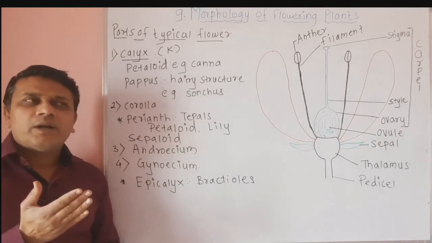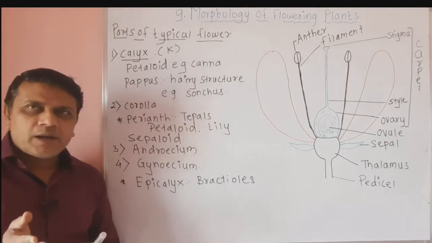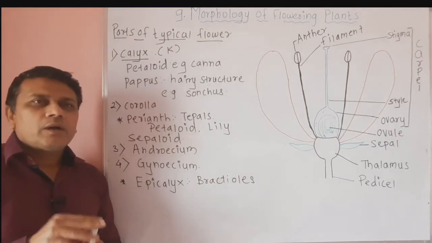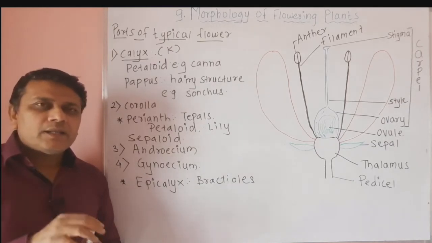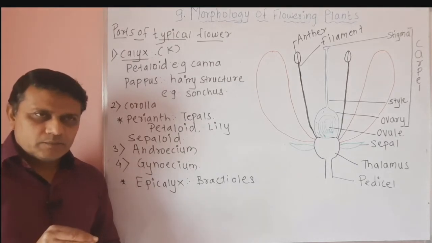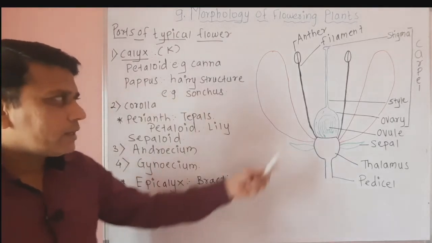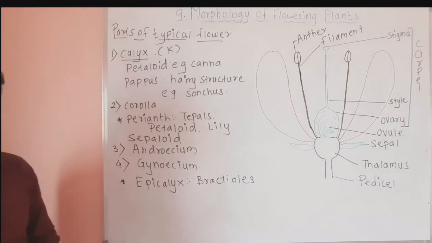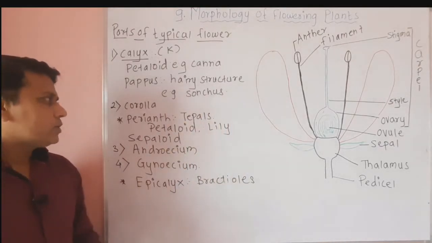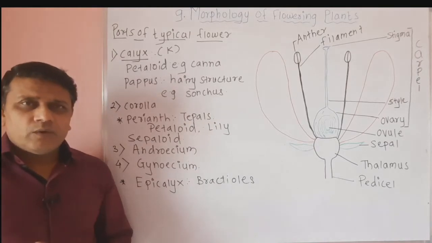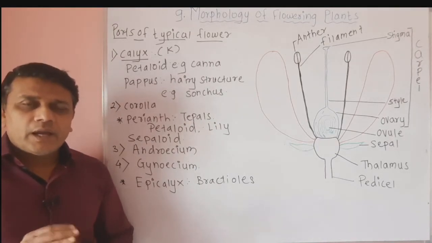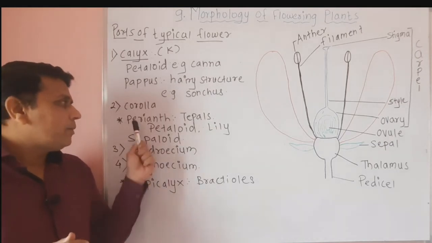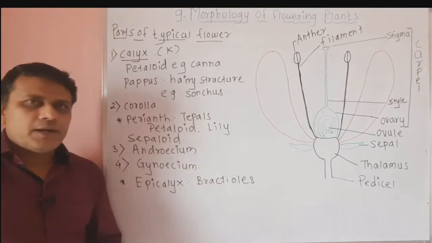So you know that there are different colored flowers. Some are red, some are pink, some are yellow. So the main function of the corolla is to attract the insects for the process of pollination, as well as it protects the inner parts of the flower when the flower is in bud condition. So the second whorl of the flower is called as corolla. Then in some flowers, when calyx and corolla cannot be differentiated from one another, then such structures are called as perianth. The members of perianth are called as tepals.